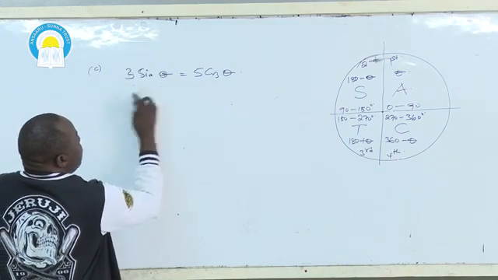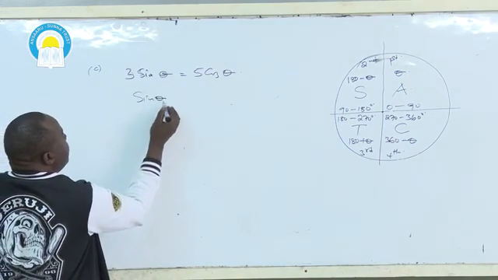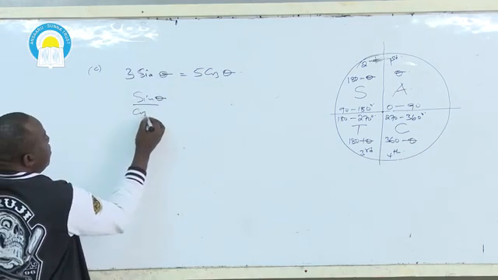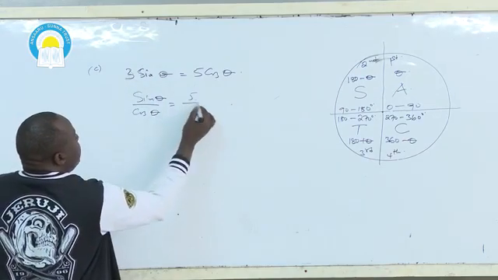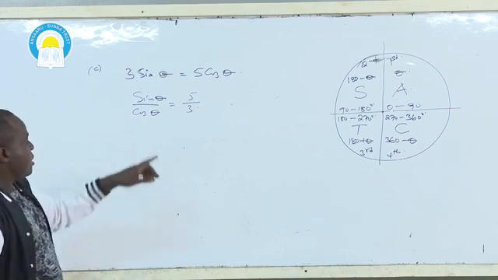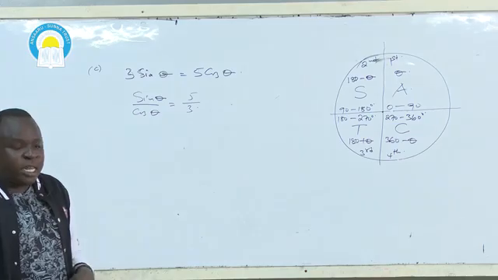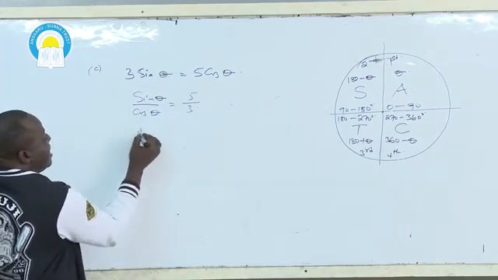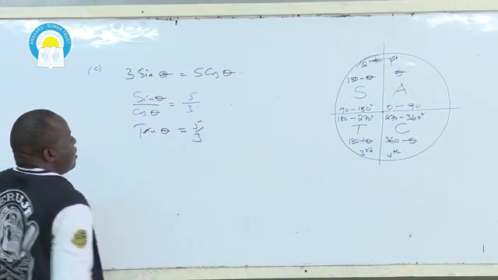And on this side, I divide by 3, by 3. In so doing, I have sine theta over cos theta, then equals to, there was a 5, which goes to the other side and becomes over 3. That's the first part. Now next, sine theta over cos theta, according to what I've just explained, is the same as tan theta, which equals 5 over 3.